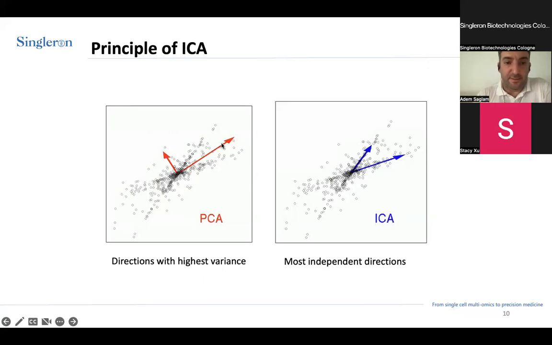And the weight of these directions indicates the variance in that direction. So the second component will always be smaller than the first in PCA.